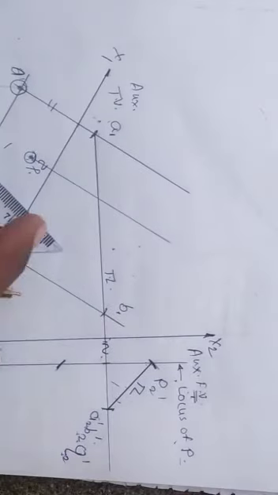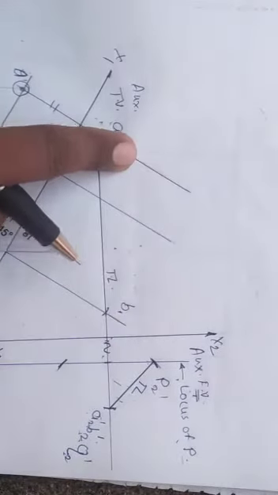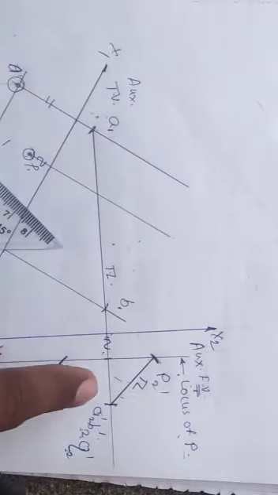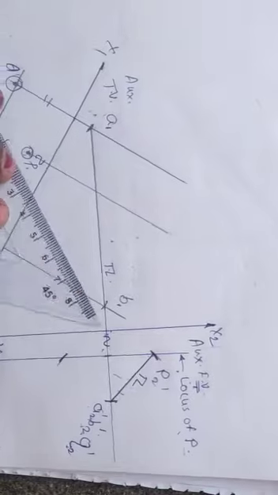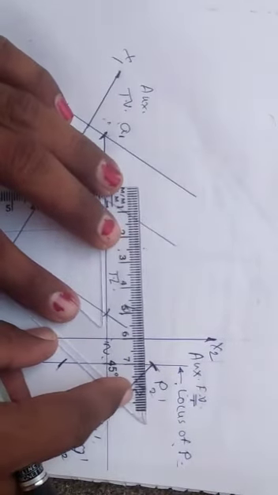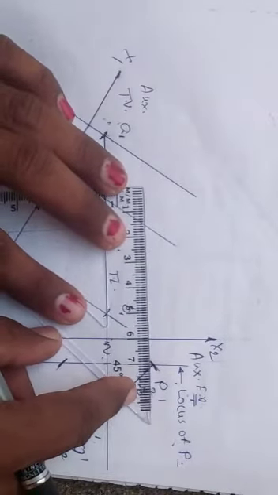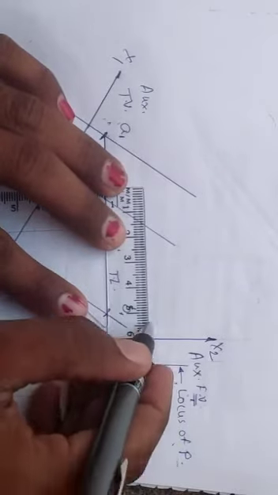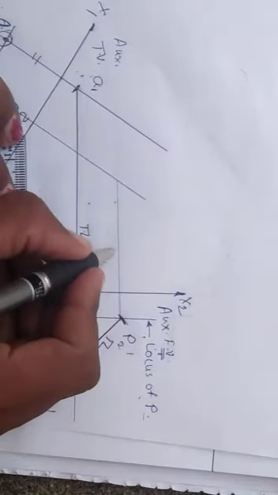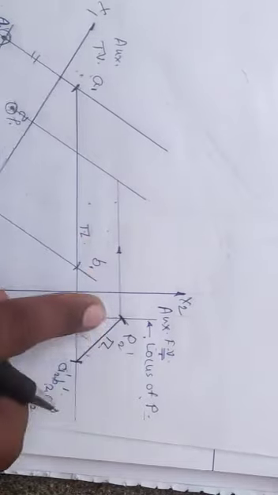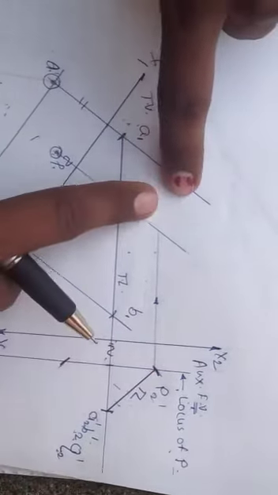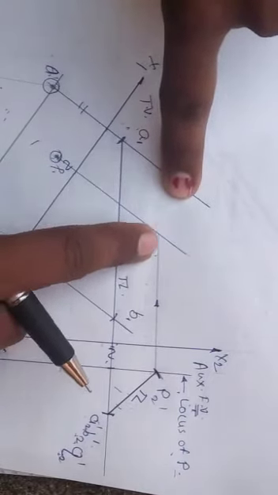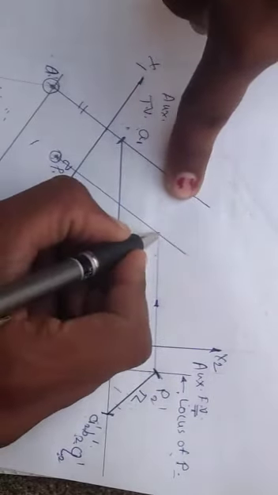Done with that. Now we need to take the point P back. How to transfer it back? Point P should be transferred perpendicular to x2, y2. So this way it will come back. This is the projector of P and this is also the projector of P. These two projectors cross at a point, and here we will get point P1.